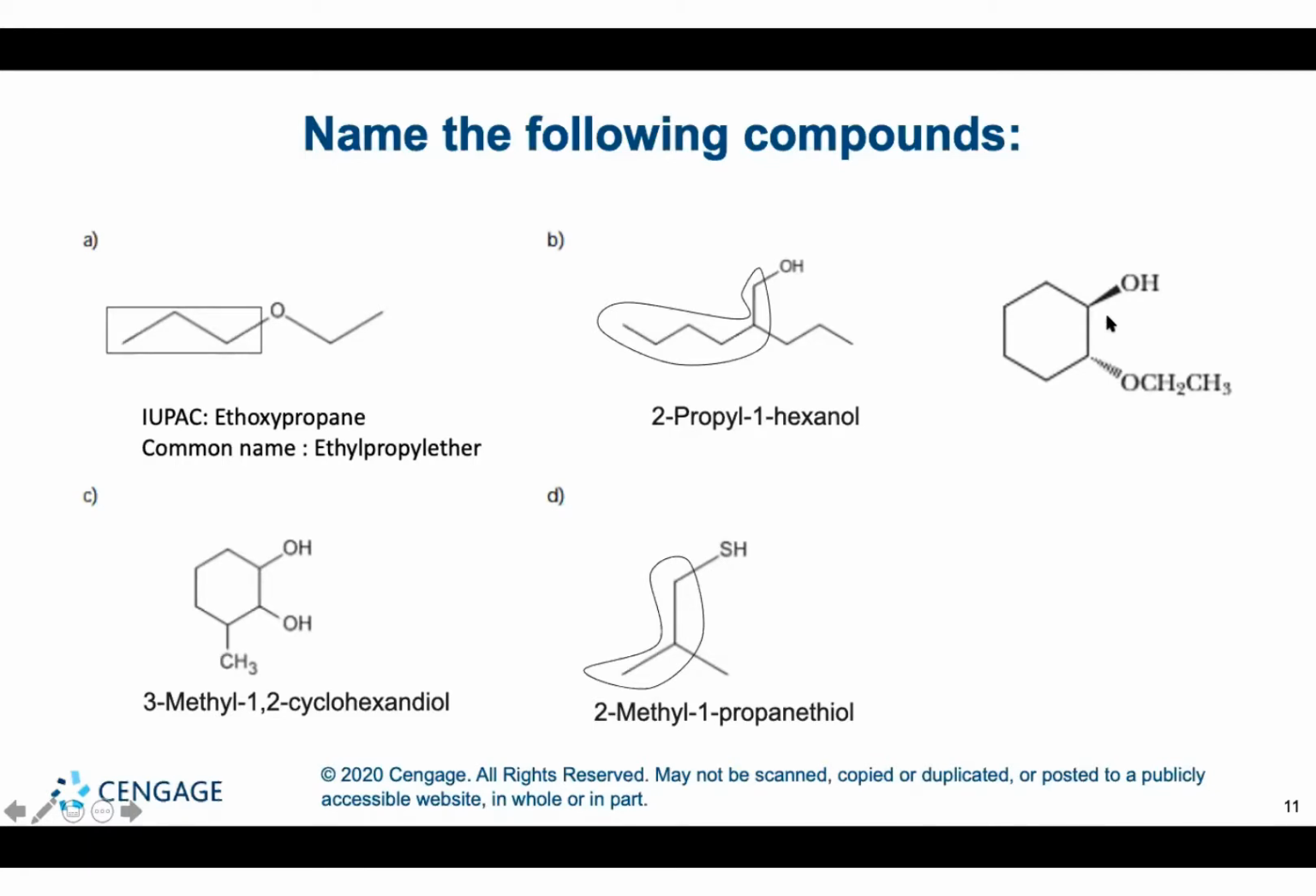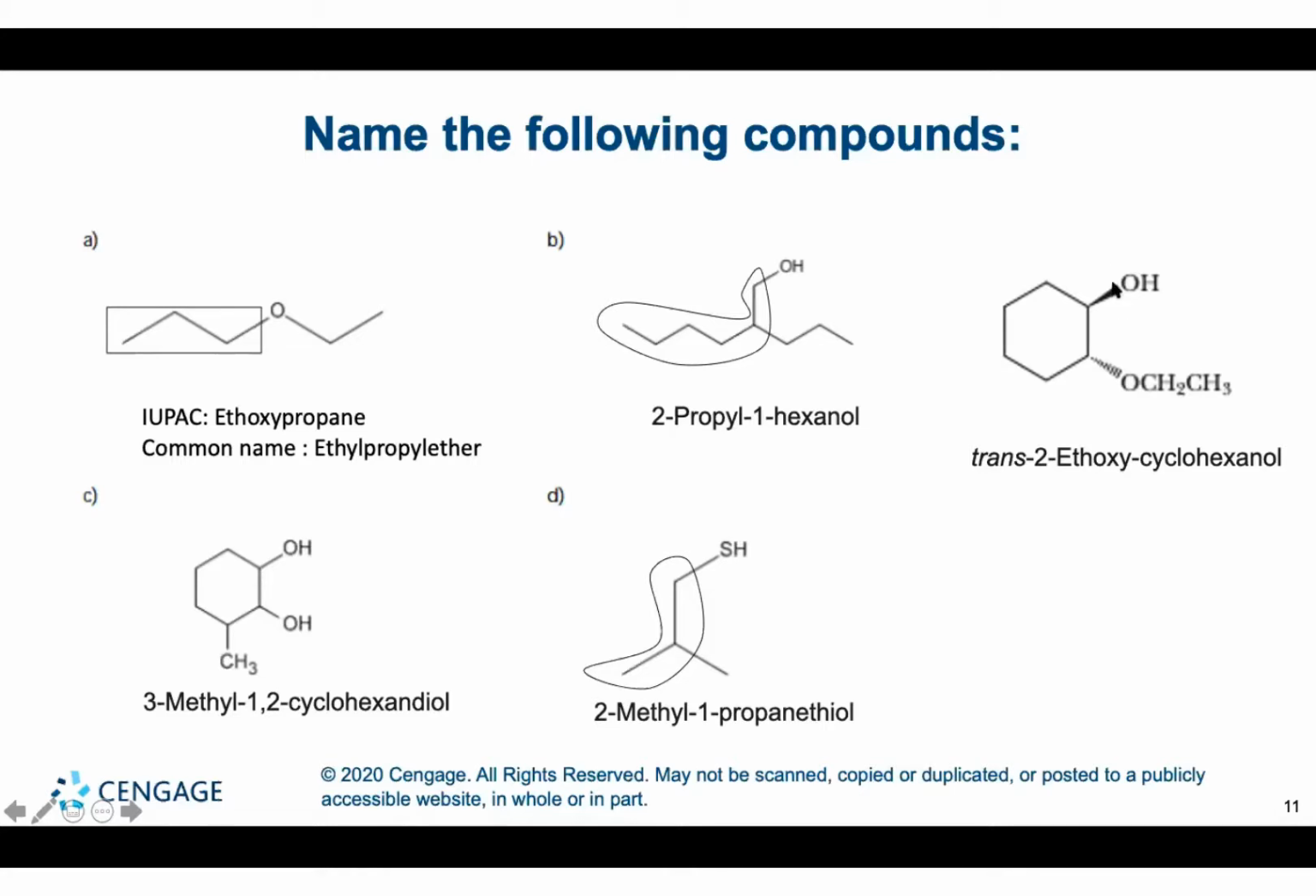So let's name this compound, guys. So I start numbering from which one, guys? From the carbon that has an OH, or from the carbon that has an ethoxy in it? From the carbon that has an OH on it, because this one is the higher priority group. So it's going to be 1, 2. On carbon 2, I have an ethoxy.